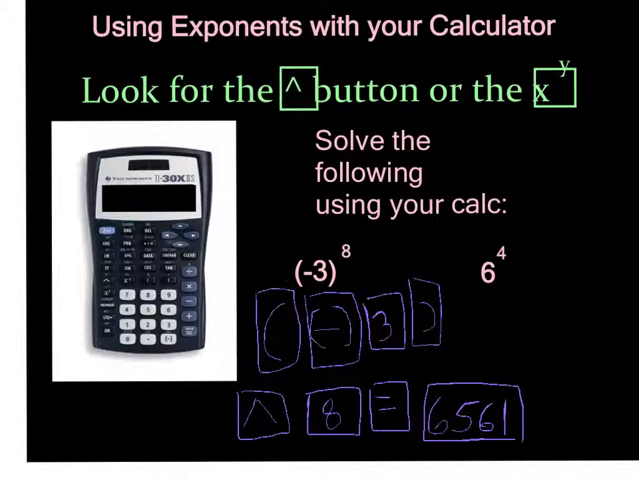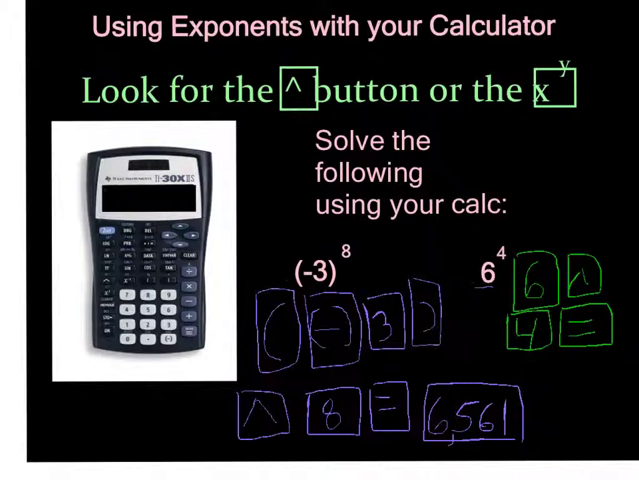I want you to actually do it with your calculator and practice and see if you got this answer, 6,561. Now I want you to try and do 6 to the 4th power. See if you can figure out the keystrokes. Hit pause and try it, and then I'll show you the keystrokes.